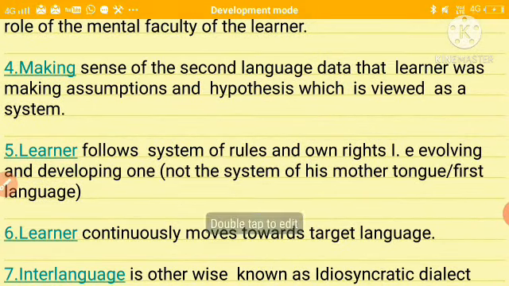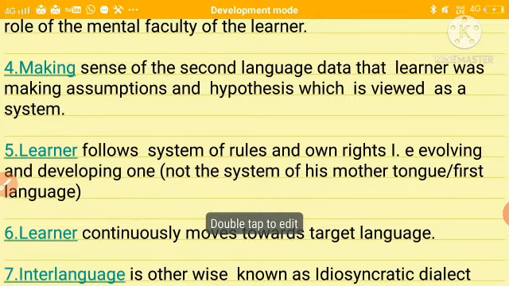So here the learner follows a system of rules and own rights. The learner has some own rights of its own, that is evolving and developing. It is evolved and developed by the learner, who is making an autonomous learning system. The learner evolves something about the language and develops that language, not the system of his mother tongue or first language.